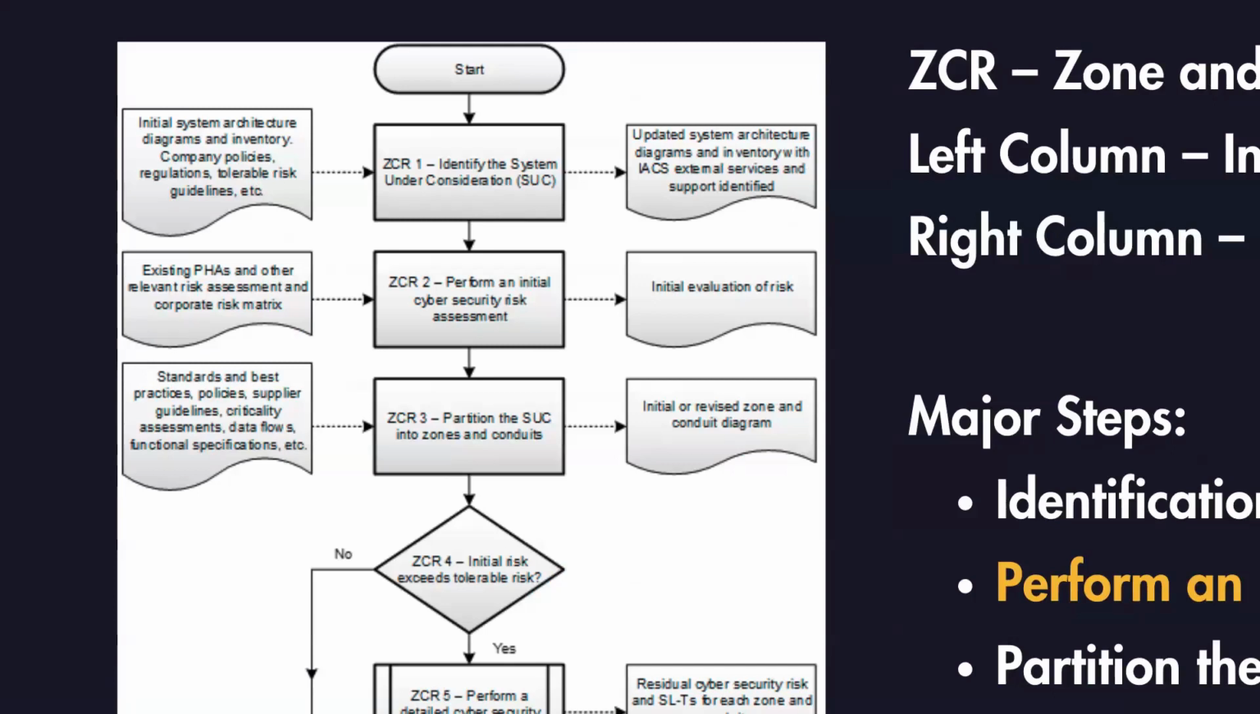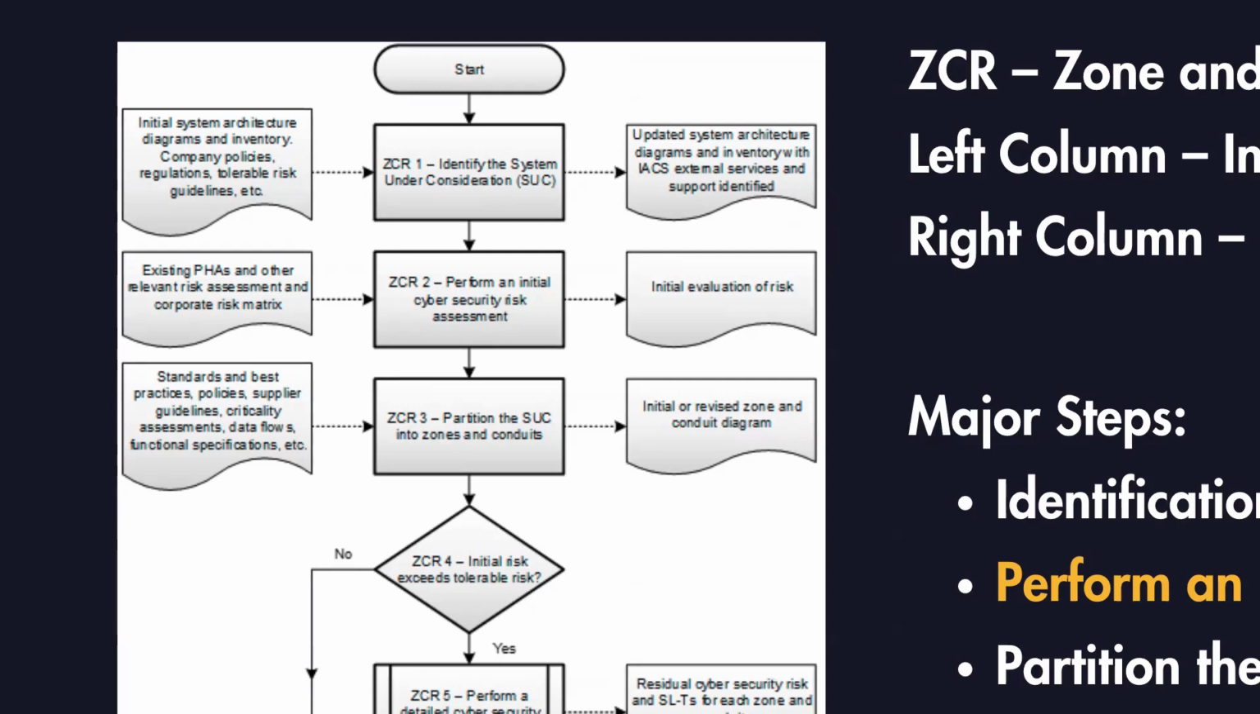And then you try to partition the SUC into zones and conduits. This is where most of us get confused, so I'll tell you why this is very important. As per the 62443 standard, initially you have the system under consideration. If you are working as a GRC consultant or any consultant, your job is to dictate these terms. In the first step, as part of identifying the system under consideration, you already reviewed the system architecture. Now you know that it is not segregated as per the zones and conduits concept defined in the 62443 standard. So what are zones and conduits?